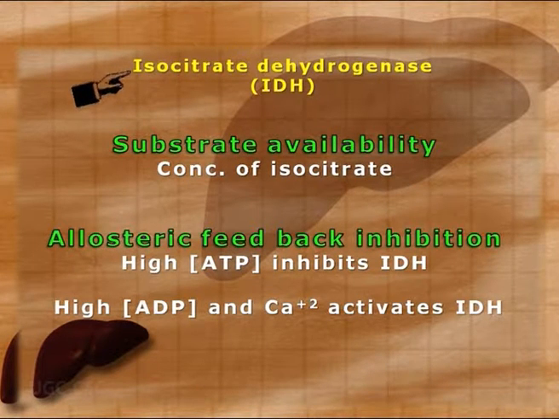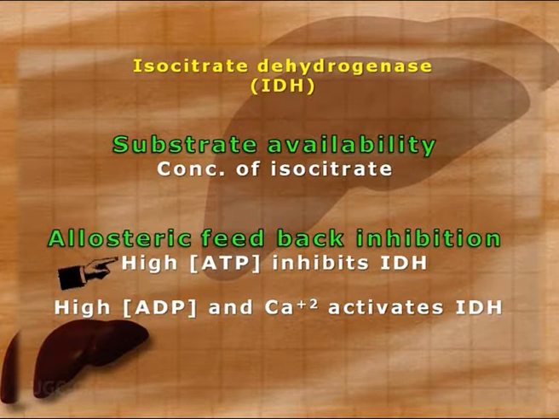The isocitrate dehydrogenase enzyme is also inhibited by high concentrations of ATP, whereas high concentrations of ADP and calcium ion activate the enzyme complex.